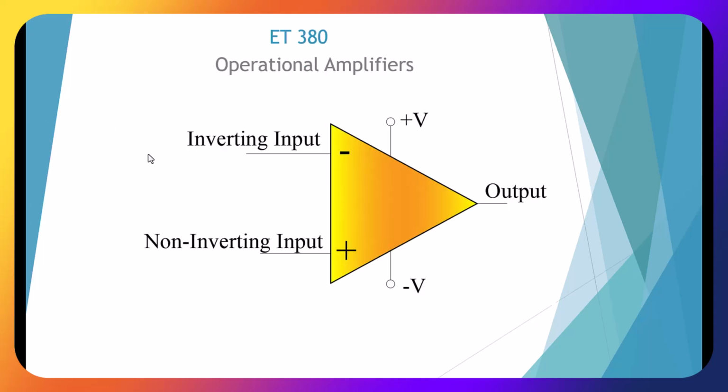An operational amplifier, or op-amp, has two inputs, an inverting input and a non-inverting input, and typically has voltage plus and minus power sources.